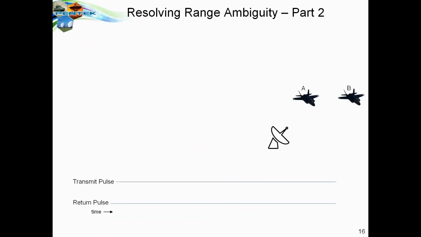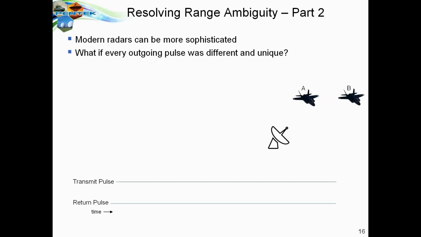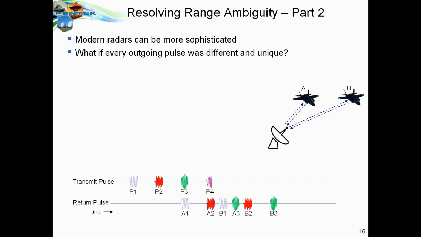Let's look at another more advanced way to resolve range ambiguity, taking advantage of some of the modern signal processing that we have in DSP methods for radars. What if every outgoing pulse was different and unique? So we have P1 going out, we have two reflected signals coming back as A1 and B1. But what if the second pulse was completely different in character, a different chirp pattern from the first pulse? Its reflected return patterns would also be unique and different from the first return pulse. And likewise, we have a third pulse returning yet a different pattern, and perhaps a fourth pulse returning a different pattern yet.